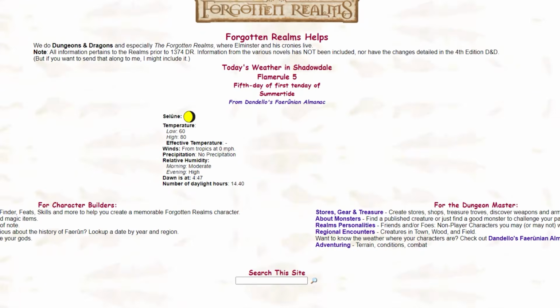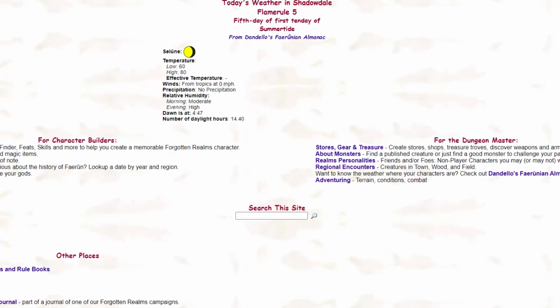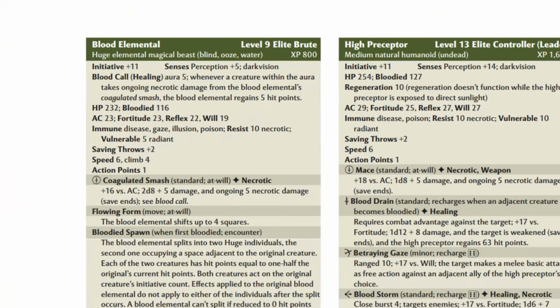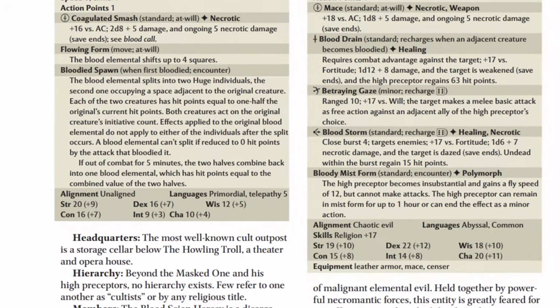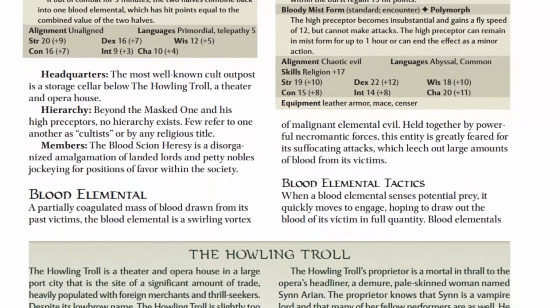In the case of the blood elemental, I'm not really sure what happened here because those pages have long since been lost to time. But thanks to websites like Realms Helps, its 3rd edition stats are at least still available to be used. However, the original article or whatever they were put up as a part of on the website, all that stuff is long gone.